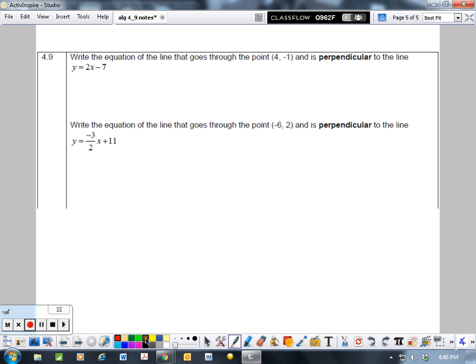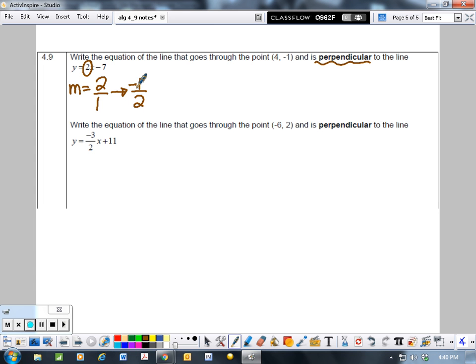Okay, write the equation of a line that goes through the point 4, -1 and is perpendicular to the line y equals 2x minus 7. So for perpendicular, I want that opposite reciprocal. So I'm going to come to my line, I'm going to take that slope, 2 over 1, and I'm going to find the opposite reciprocal. So I flip it, change the sign, and that's the slope I'm going to use.